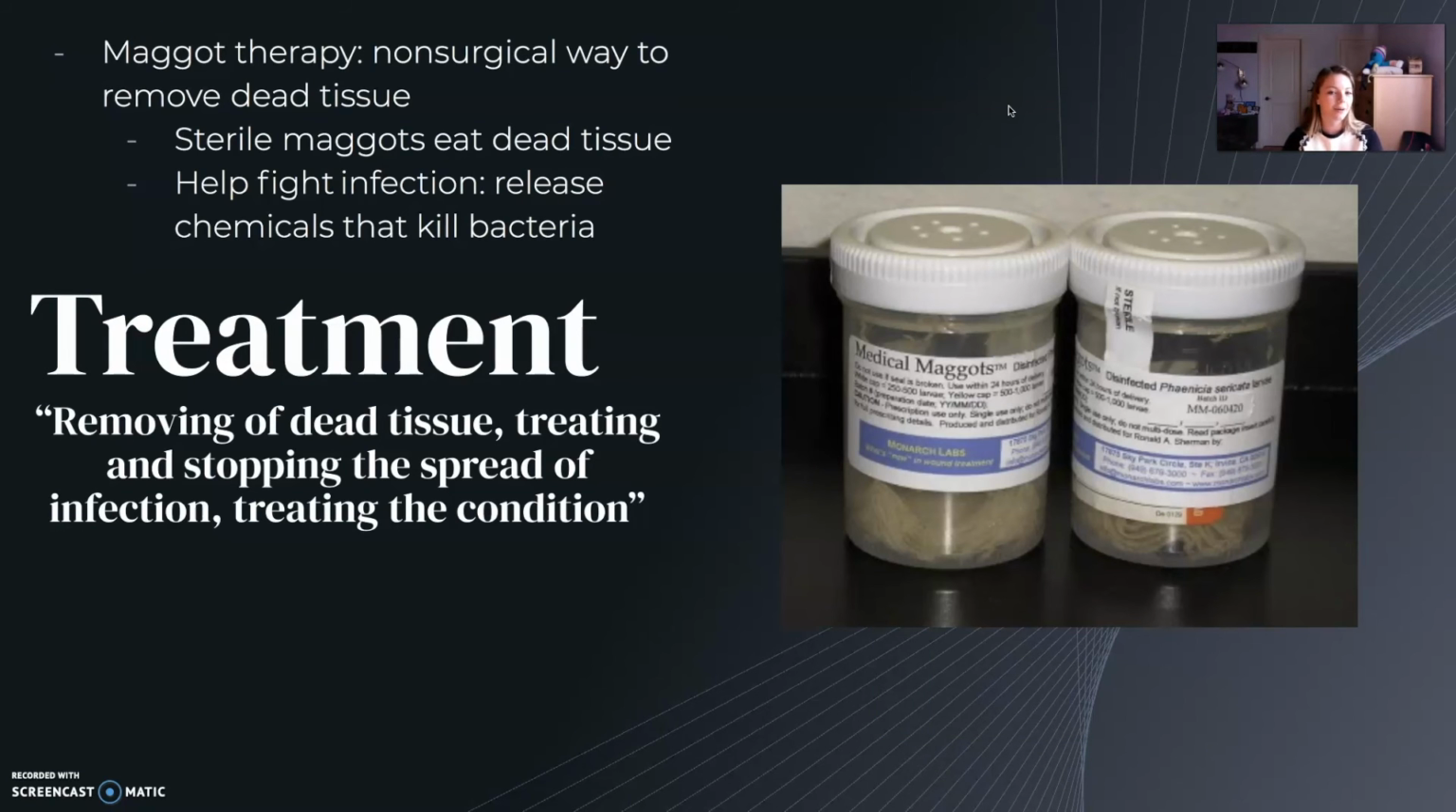This is maggot therapy. A surgical lab develops these maggots in a very sterile environment, and then these sterile maggots are put on the dead tissue and they begin to just eat it. And they also help fighting infection because they release chemicals that can kill the bacteria.